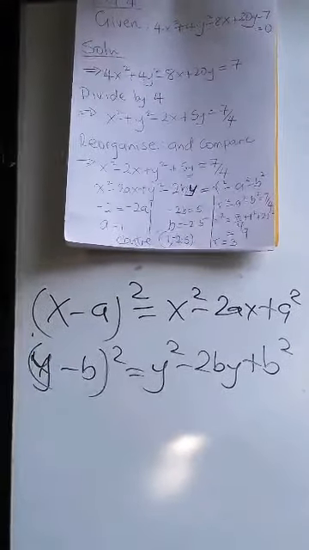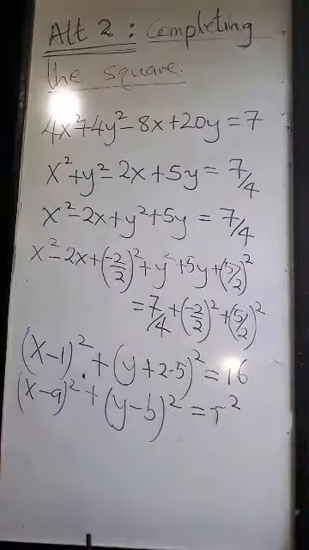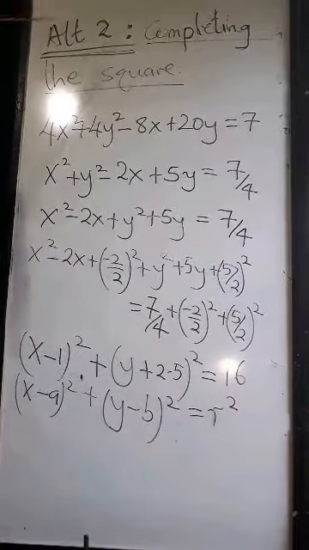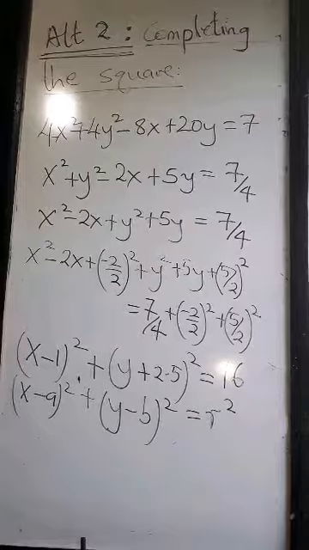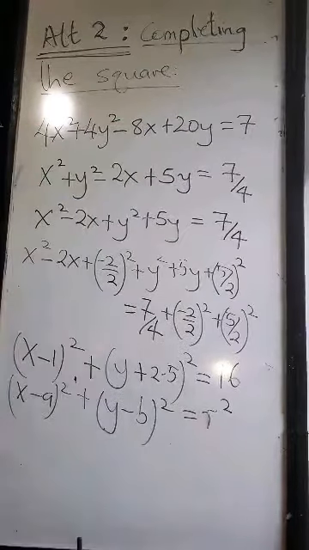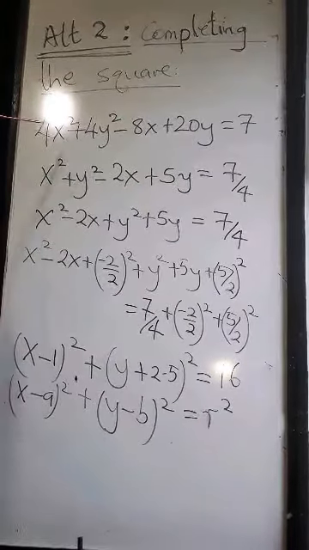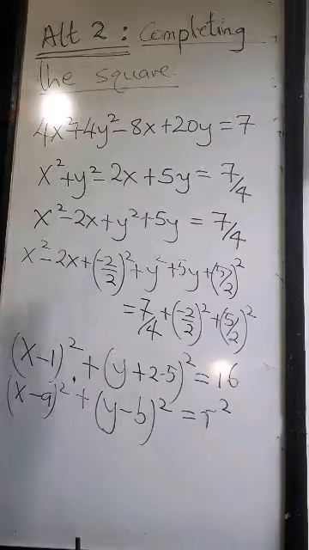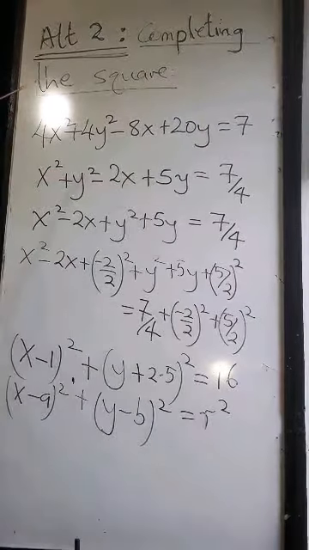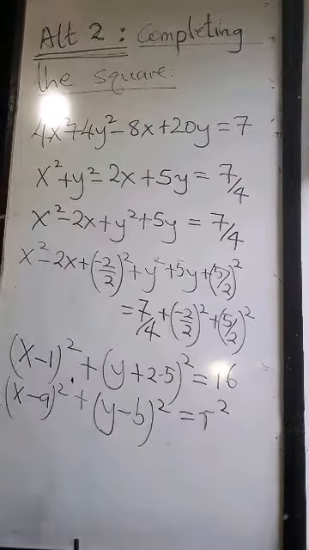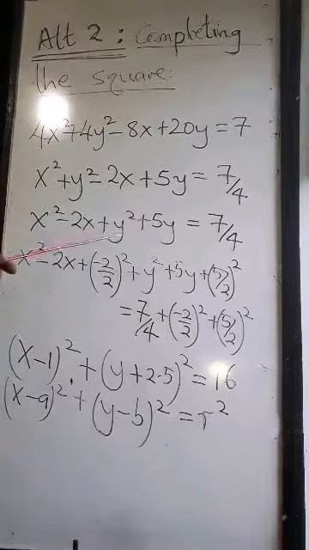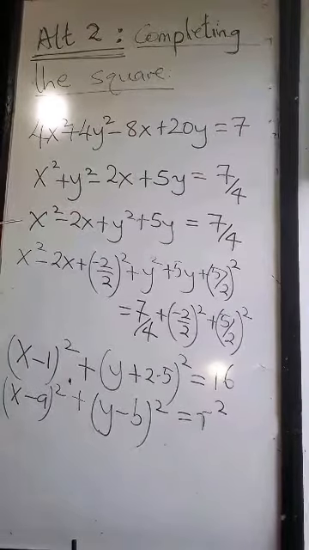Now, from there, we can do the same question using the alternative 2 of completing the square. So this is the same equation we've done in alternative 1. So we said divide by 4 everywhere, so that we reduce the coefficient of x squared and y squared to 1. Then after that, reorganize in this form, and then complete the square.